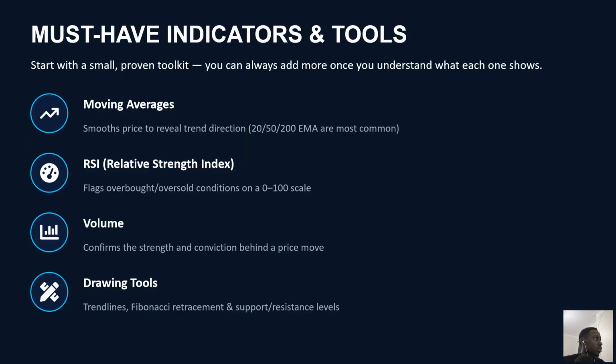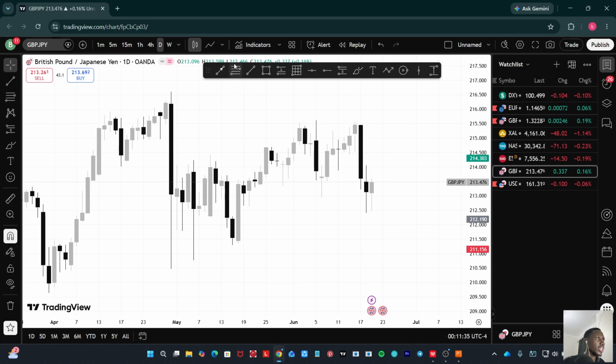Must-have indicators and tools. We start with a small proven toolkit. You can always add more once you understand what each one shows. Moving average, smooths price to reveal trend direction. There is the 20, the 50, the 200 moving average. So the moving averages are here, like I told you.